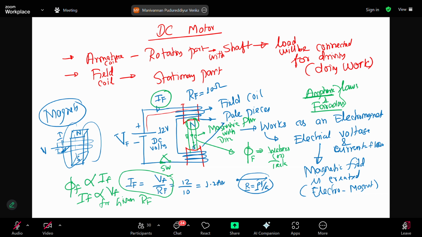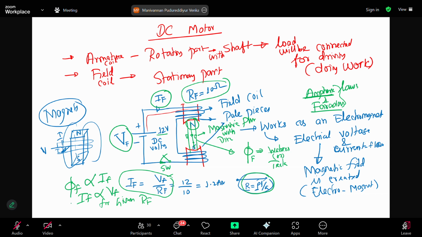RF is already fixed. For example, my field coil has 100 turns. Its resistance RF equals 10 ohms according to R equal rho L by A. That means that is fixed. Already you made the coil and the thickness, everything, the resistance 10 ohms they decided. So if I want more current to flow, I have to supply more voltage. So what is my input? VF. This is called field voltage. This is the one part.